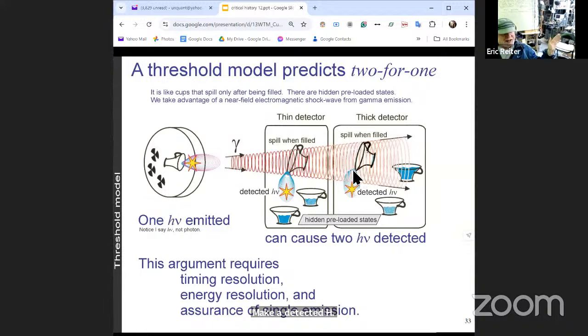And we see that. And in the other detector, a full h nu together in time to cause two detections more often than chance. So the argument requires timing resolution, energy resolution, and this assurance of single emission. We have that, and they don't. Well, I have it much better. I argue that I have all these properties better.